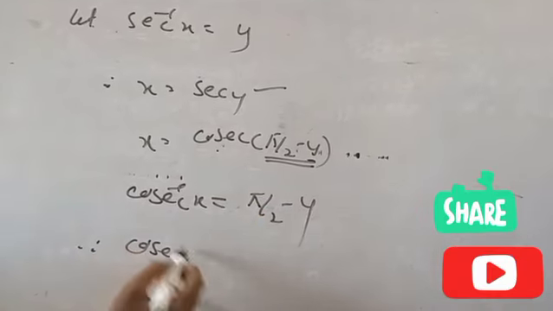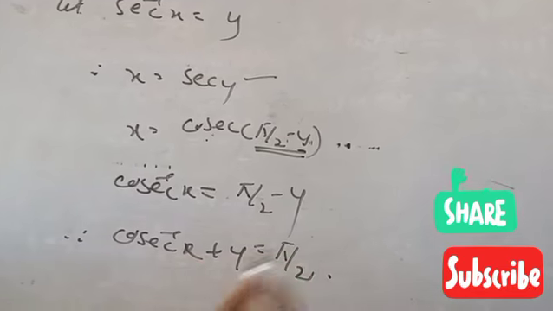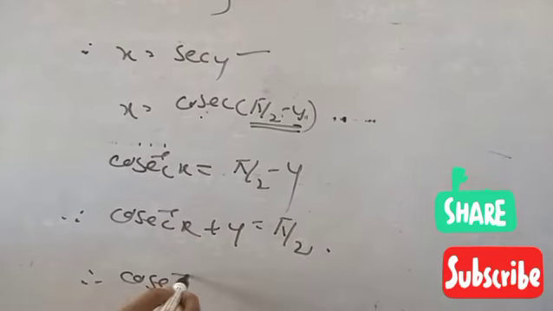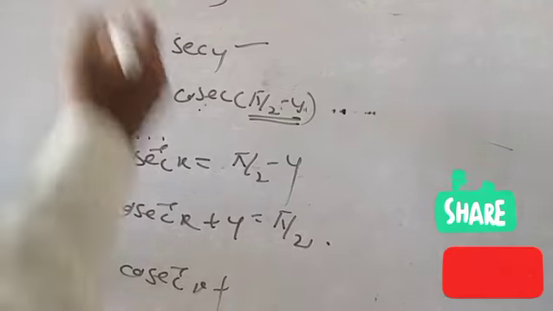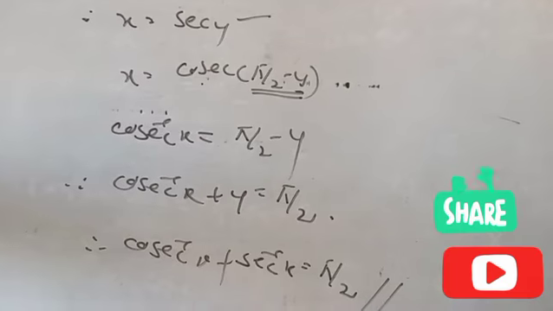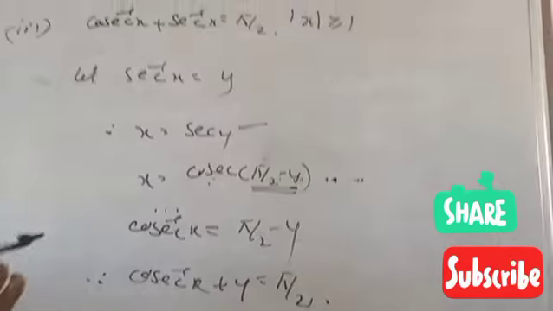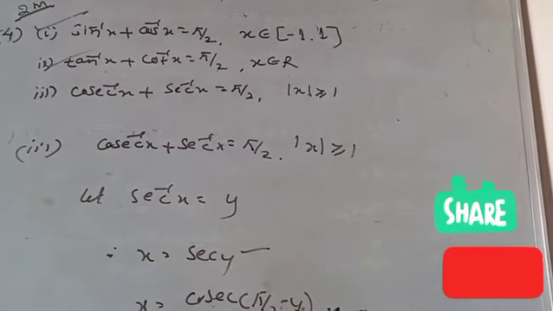Therefore, cosec inverse of x plus y is equal to pi by 2. Therefore, cosec inverse x plus y, which is sec inverse x, is equal to pi by 2 is the answer for this. Cosec inverse x plus sec inverse x. So these are very important for 2 marks question in the annual examination.